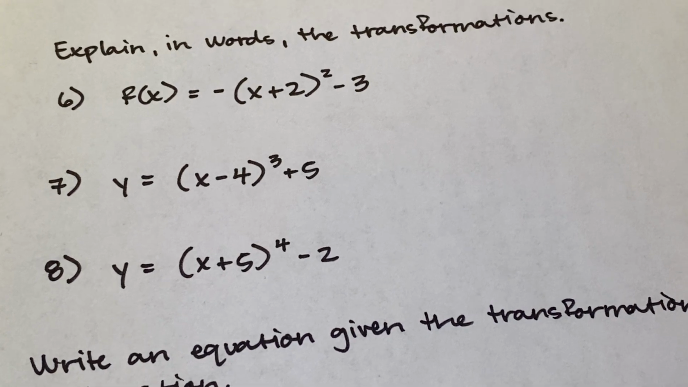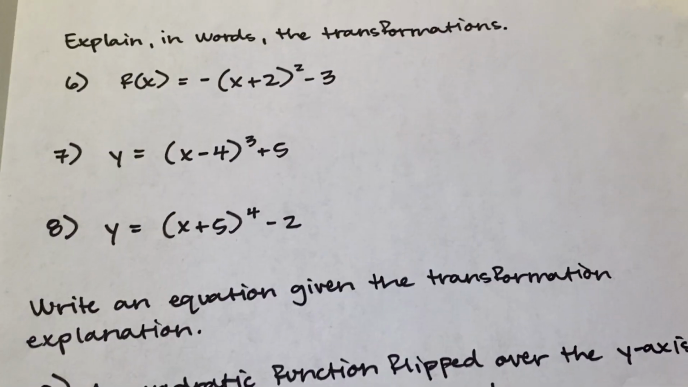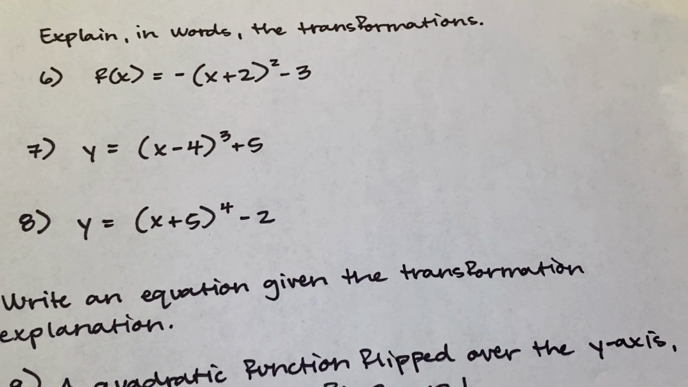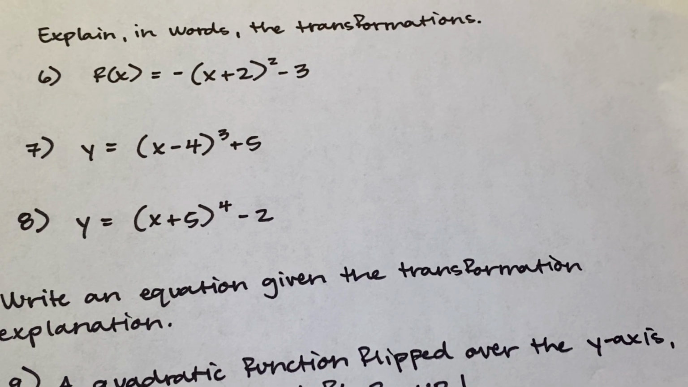So now we have, like we were talking about on our starter, numbers 6 through 8. It's just asking you to explain in words, right? You guys are all juniors and seniors. You should be able to write a complete sentence, but this is math class. I'm not going to require that. Okay? Explain in words the transformations that are happening.